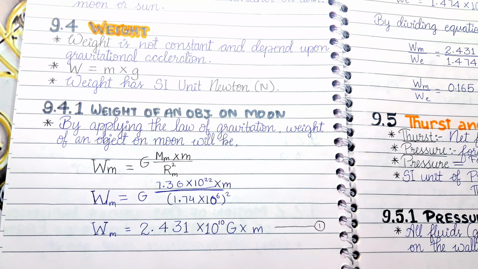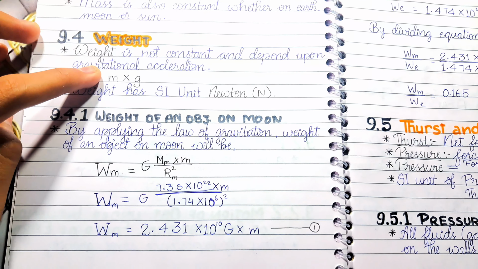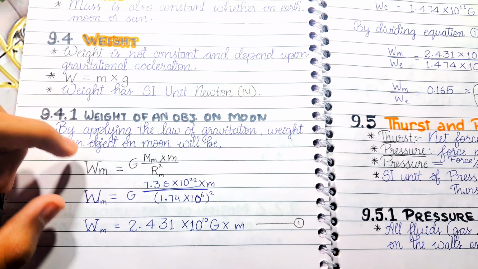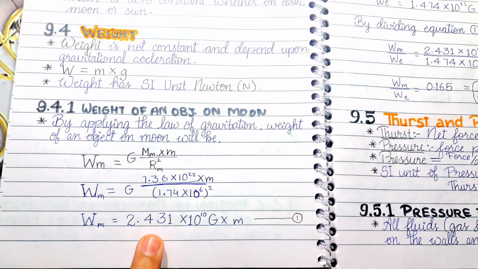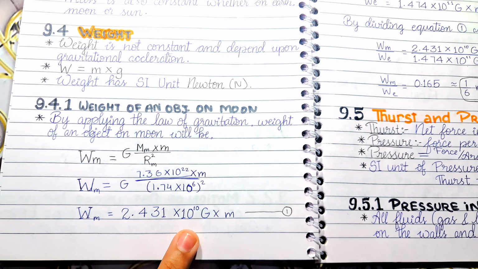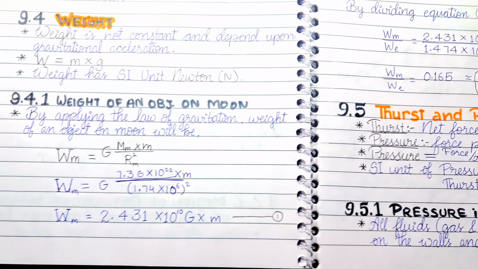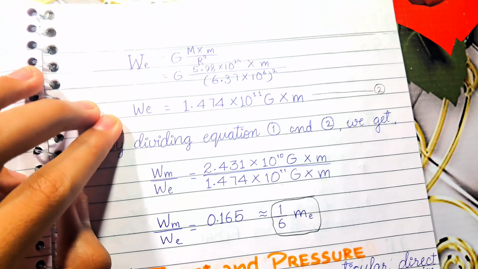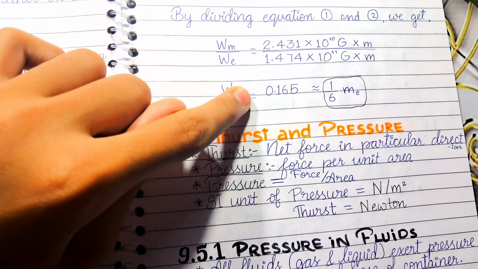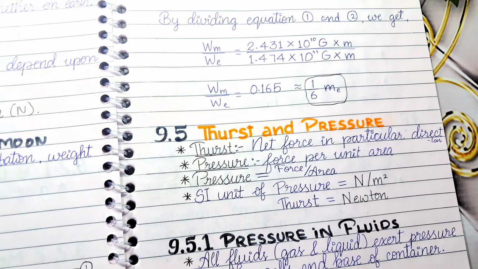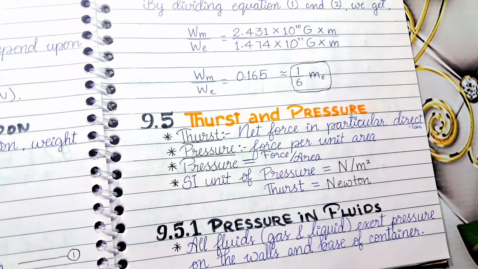9.4.1, weight of an object on the Moon. To find that, we will first calculate the weight through this calculation. Calculating this, we get 2.431 multiplied by 10 raised to the power of 10, multiplied by gravitational constant, multiplied by mass of the object. Then for Earth also we will calculate and then divide it. We get the answer to be 0.165, which is equal to 1/6 of the Earth's weight.